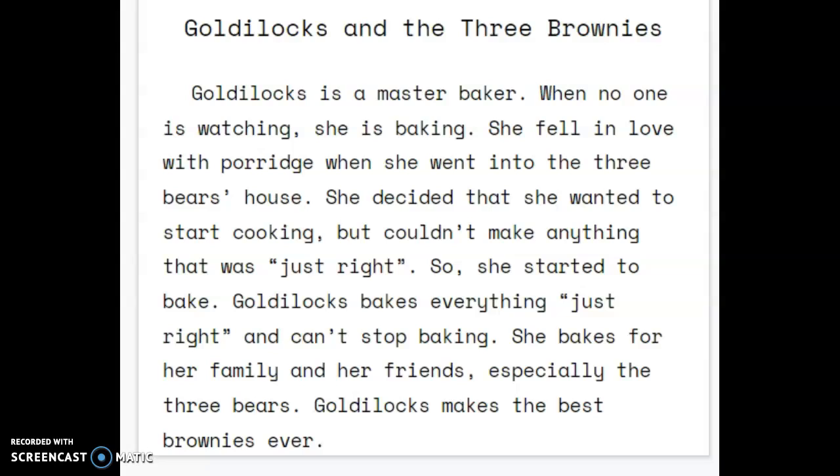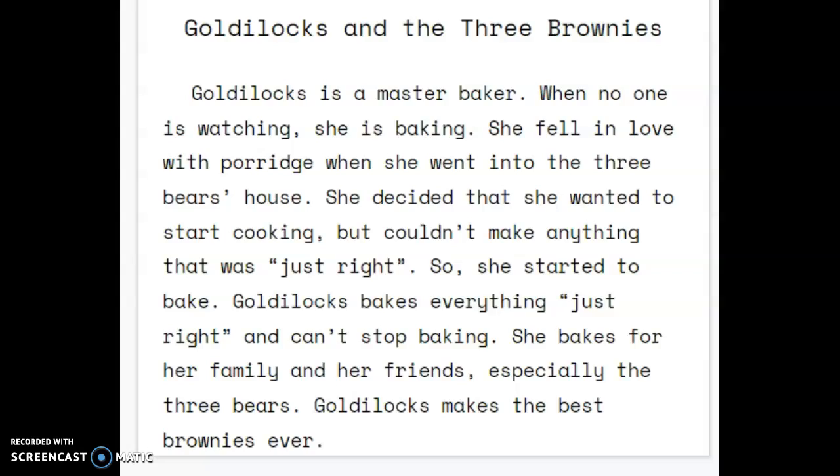I called it Goldilocks and the Three Brownies. Goldilocks is a master baker. When no one is watching, she is baking. She fell in love with porridge when she went into the Three Bears' house. She decided that she wanted to start cooking but couldn't make anything that was just right. So she started to bake. Goldilocks bakes everything just right and can't stop baking. She bakes for her family and her friends, especially the 3 bears. Goldilocks makes the best brownies ever. So that's my little twist on Goldilocks and what she does when she's not breaking into bears' houses or singing in her band.